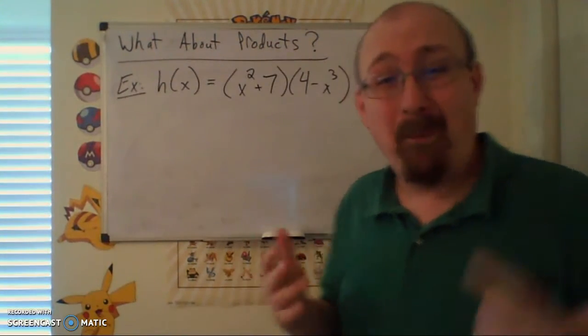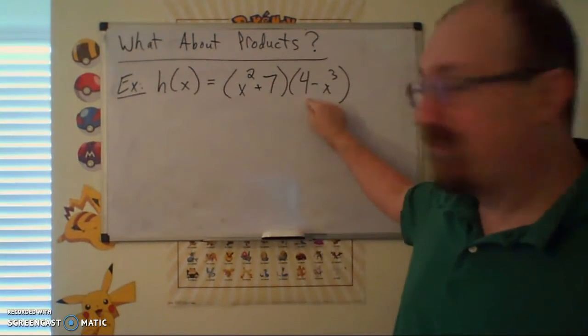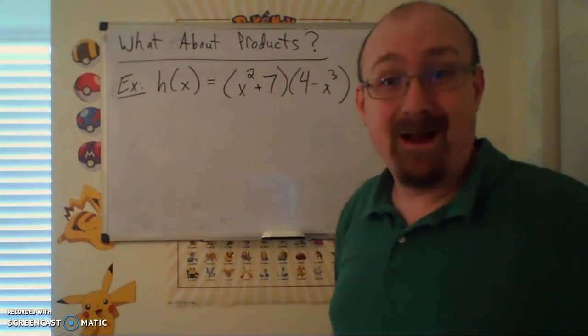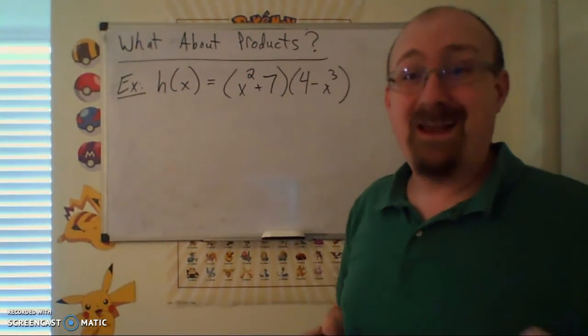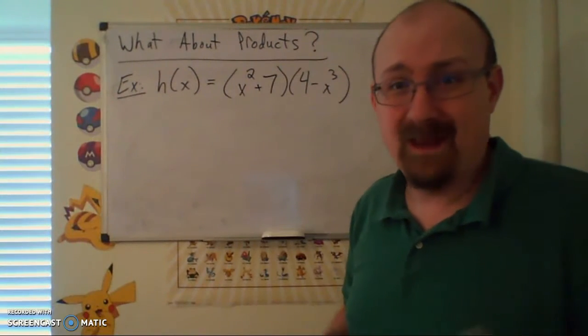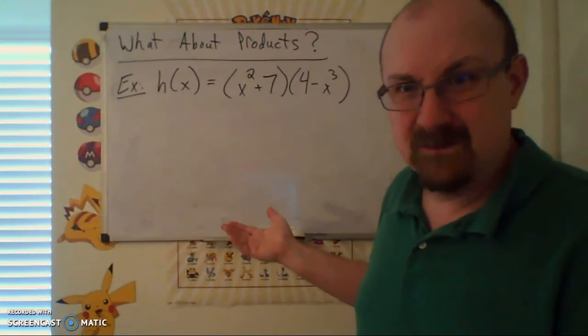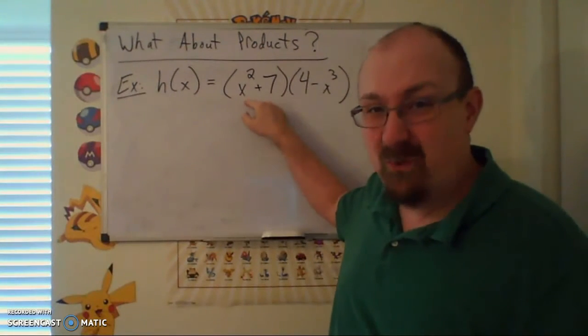All right, so we've got a couple of polynomials here multiplied together. The quadratic x squared plus 7, the cubic 4 minus x cubed. Now, if we tried to take the two derivatives separately and multiply them together, well, we have some constants. They're going to fall away when we compute the individual derivatives. This would give me 2x.